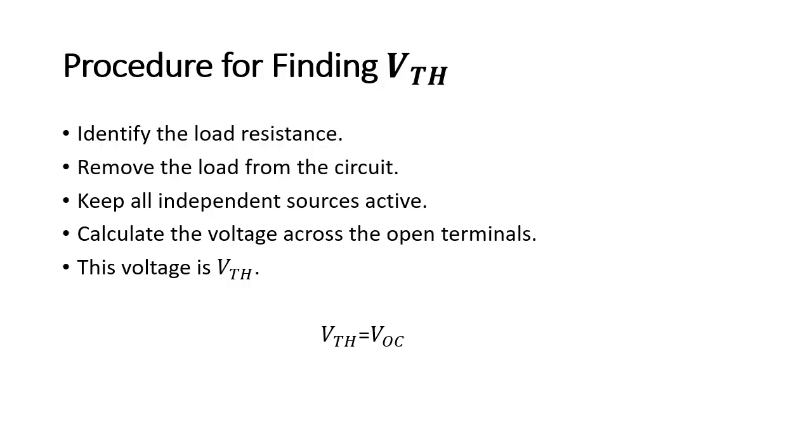The formula is IL equal to VTH by RTH plus RL. So I am repeating this. For finding out the value of VTH, first we have to identify the load resistance. Then we have to remove the load from the circuit. Next, we have to keep all the independent sources active. Next, we have to calculate the voltage across the open terminal. This voltage is VTH, and after knowing this VTH, we can redraw the equivalent circuit.